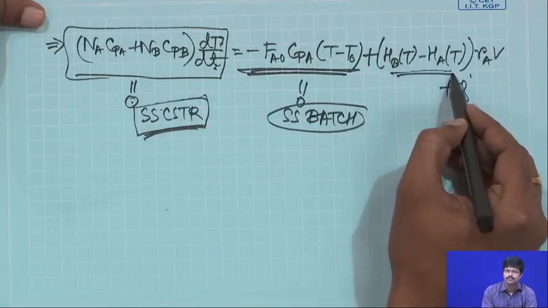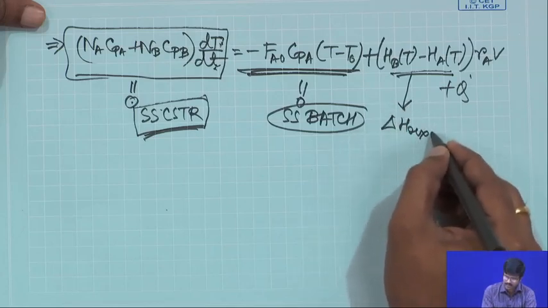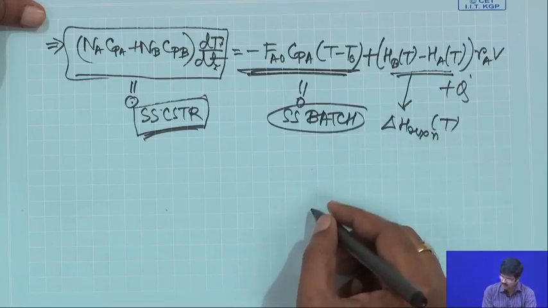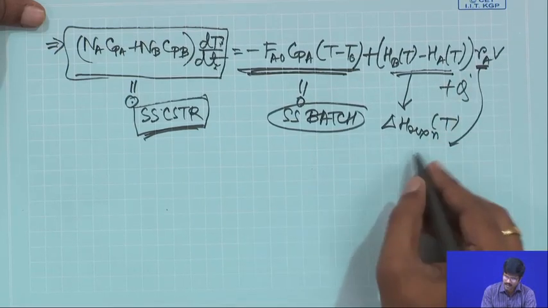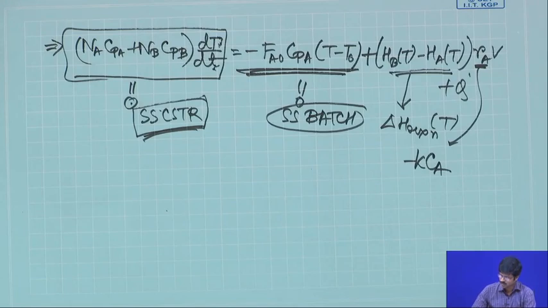What about this term? This is basically the enthalpy of reaction. And what about this value of RA? RA is basically minus K into Ca. Okay.